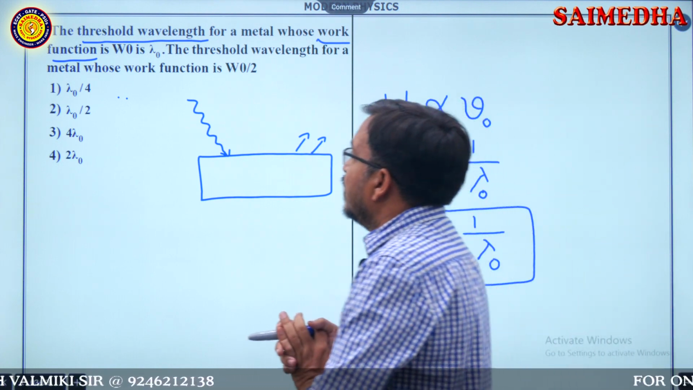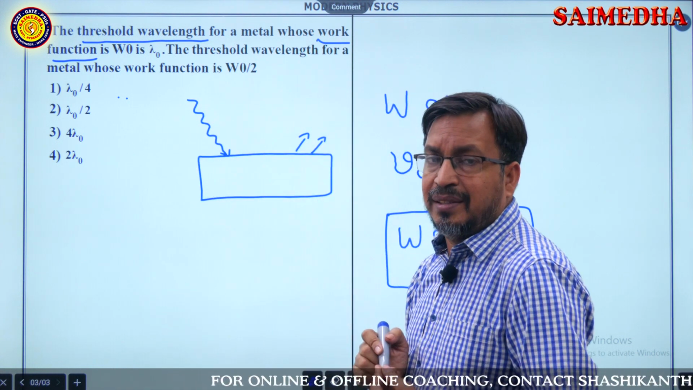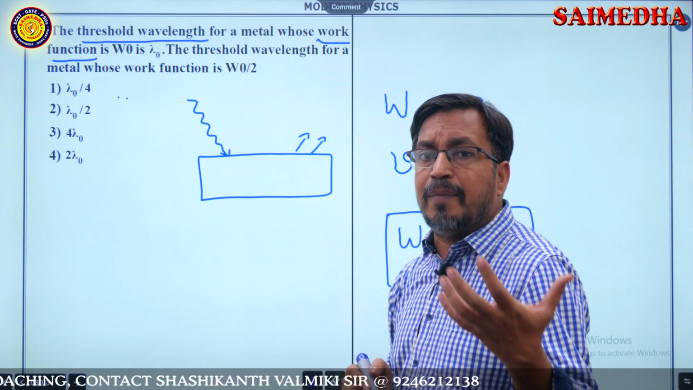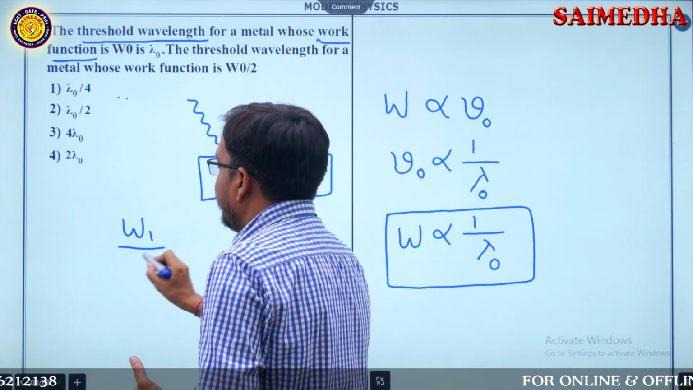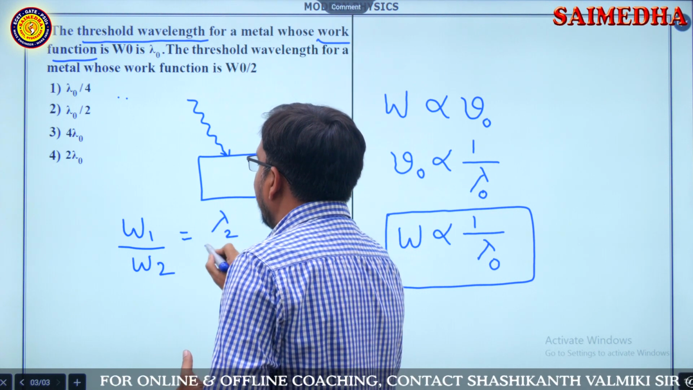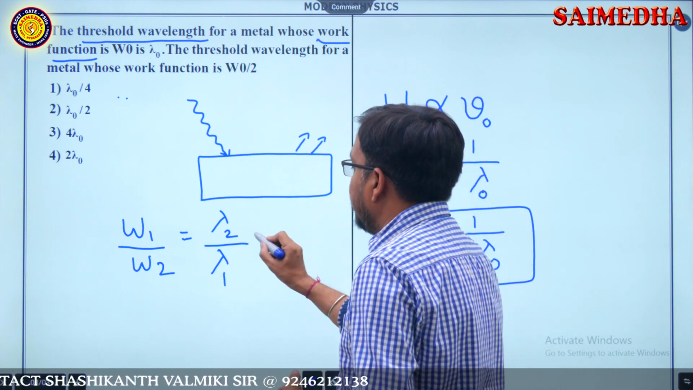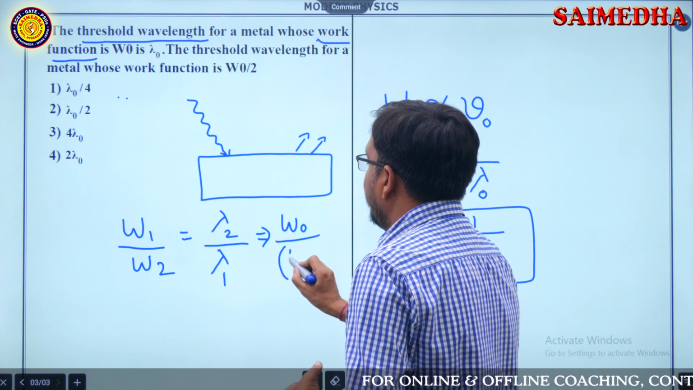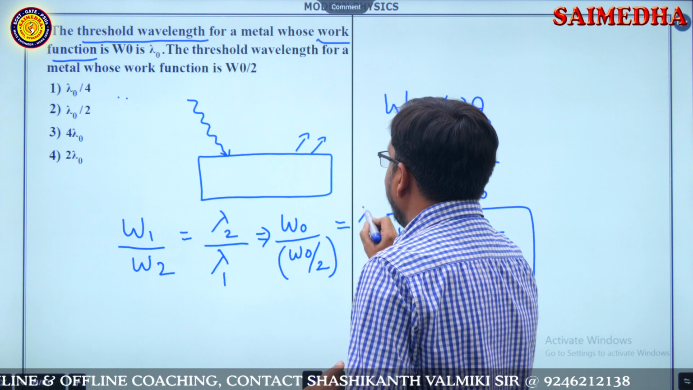Now see here, threshold wavelength is lambda naught when the work function is W naught. The question is asking the threshold wavelength when the work function is W naught by 2. So I am writing W1 by W2 is inversely proportional to lambda 2 by lambda 1. So what is the work function? W1 equals W naught and W2 equals W naught by 2. Now we are finding lambda 2.